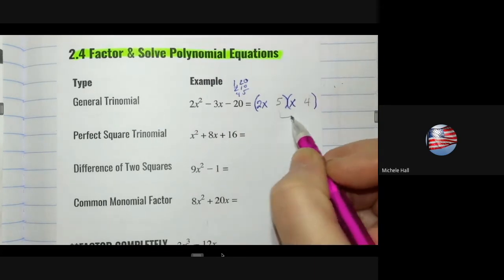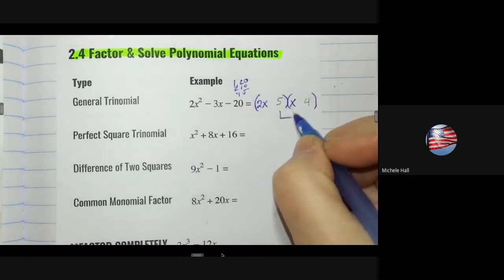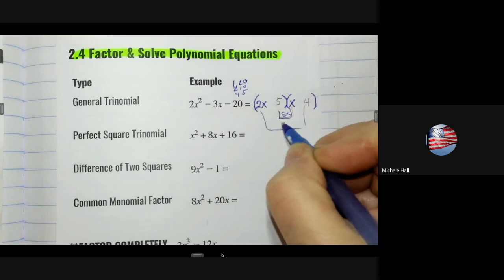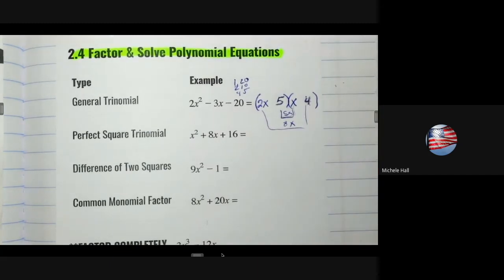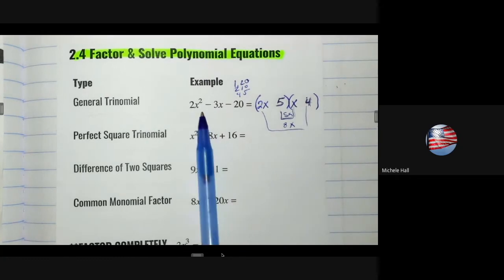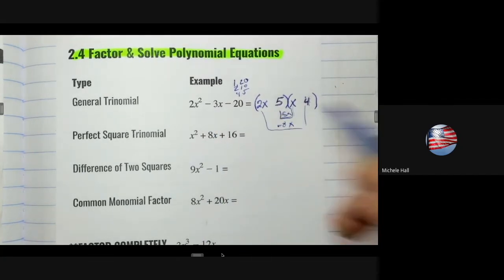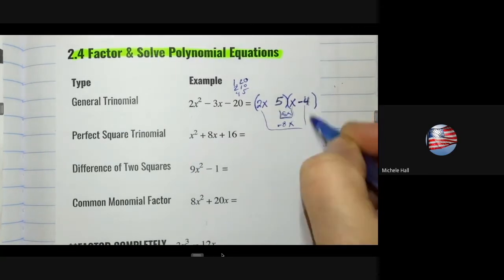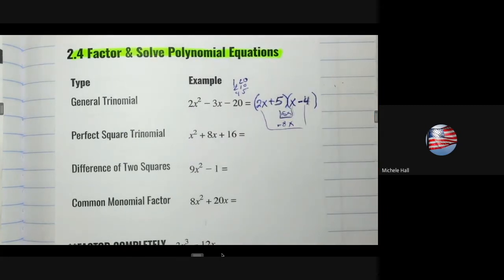So the middle term is 5x, and the outer term is 8x. So 5 and 4 work. Now I just need to get the signs in there. I need a negative 3. So that would be negative 8 and positive 5x. Negative 8 comes from here, 2 times negative 4, and then the 5 is positive, and that is fully factored.